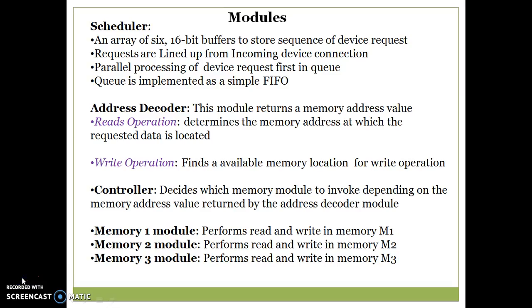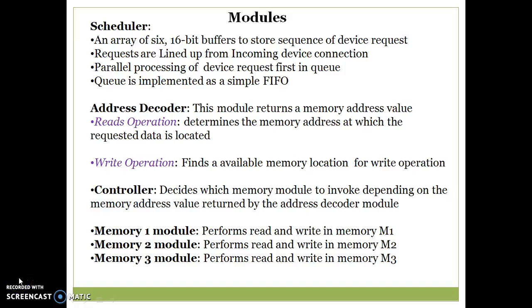We have implemented this system using Verilog programming, and the system is implemented using 6 different modules. A scheduler module. This is used to queue the incoming device connection request and to process in parallel the request of the device first in queue. The queue is implemented as a simple first in first out buffer.